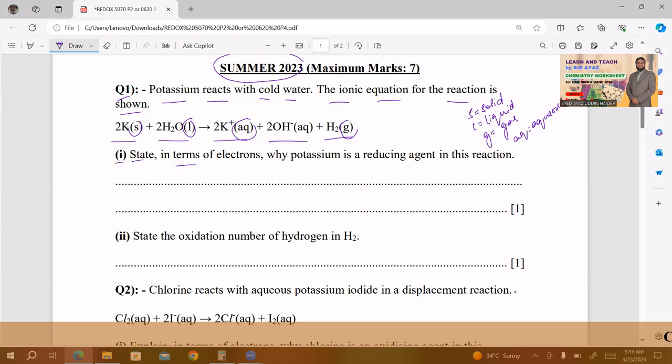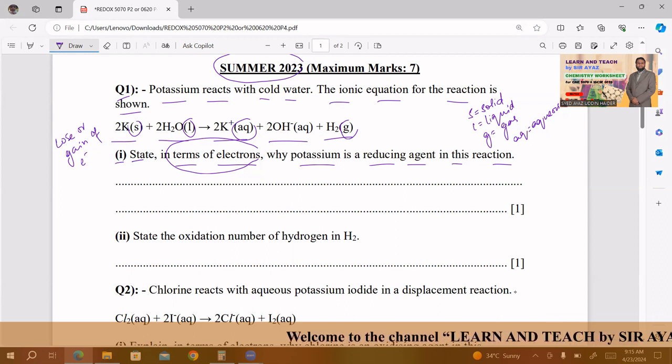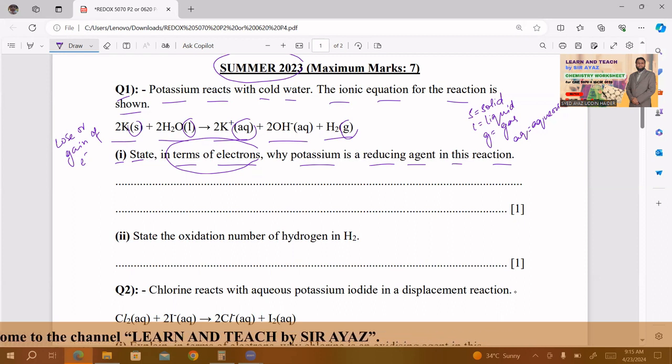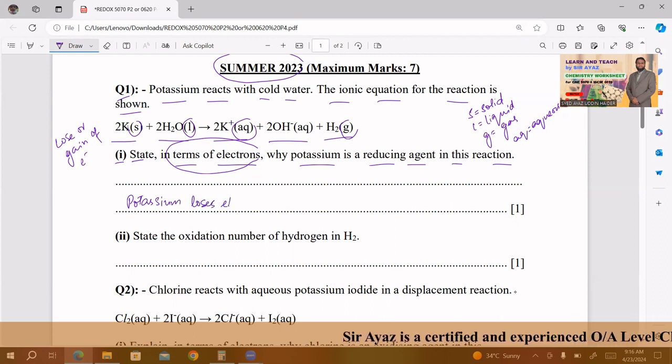Number 1, state in terms of electrons why potassium is a reducing agent in this reaction. Now they are asking in terms of electron, which means you will talk about loss or gain of electron, nothing else in this question. So if you look at the equation, K acquired positive charge, which means it has lost electron. So you write potassium loses electron.